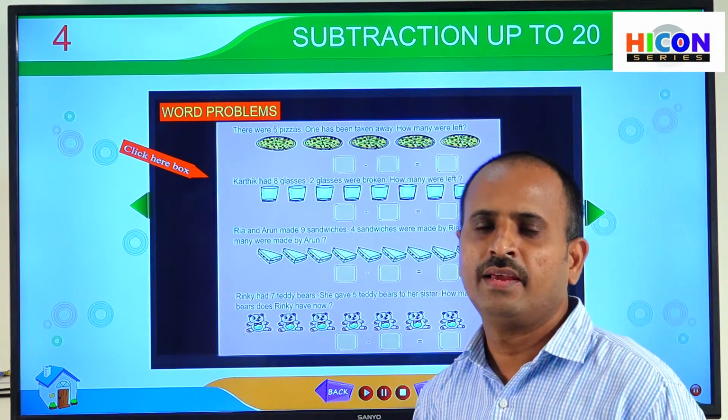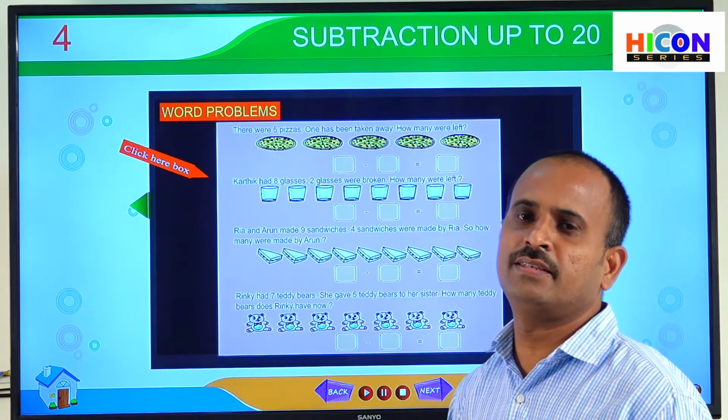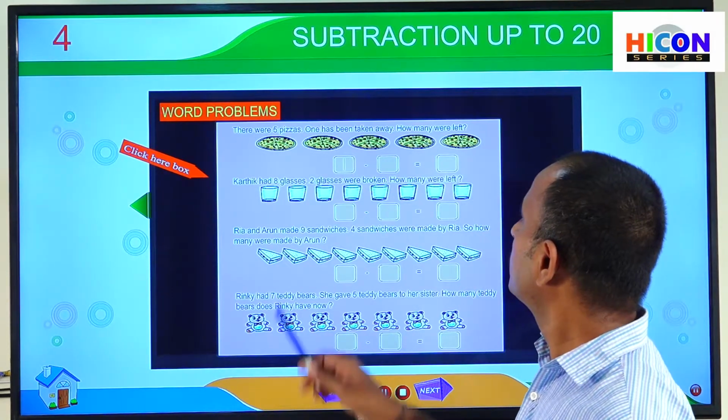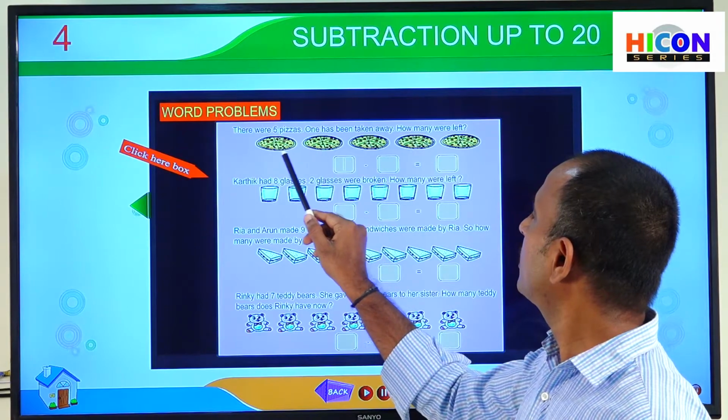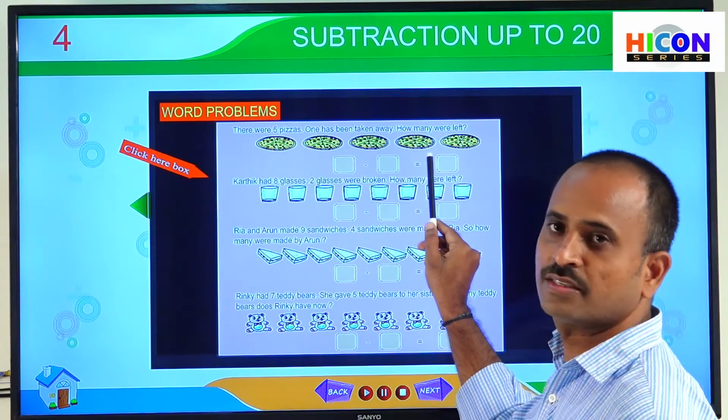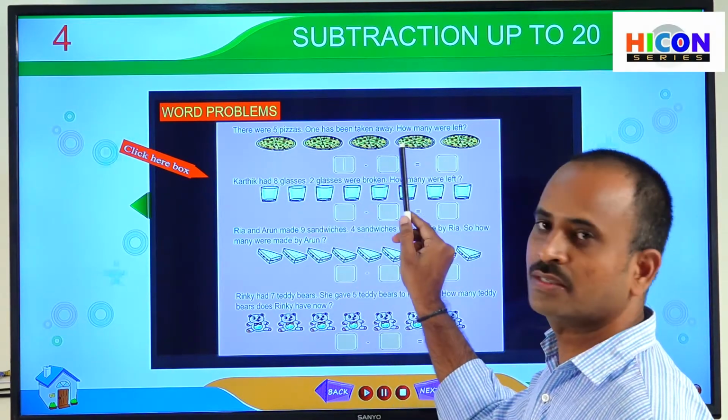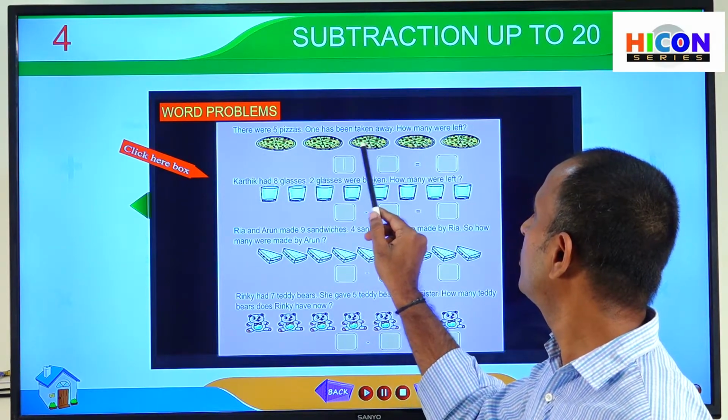So simple way, as in the subtraction we have practiced in the earlier problems, count how many pizzas are there. You are observing the pictures of pizzas in this first problem. So these are pizzas. So let us count how many pizzas are there in total.